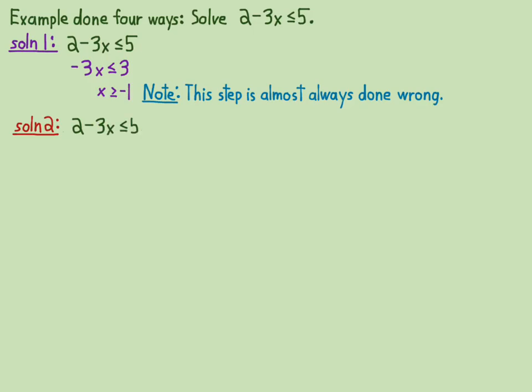Okay, solution 2. First step's the same, subtract 2 from both sides, right? Which I don't tend to write, but you can write if you want, that's fine. Now, instead of dividing by -3, what I'm going to do is I don't like this negative on the x. So I just make it positive. So how do you do that? Multiply by -1. So you multiply this by -1 and multiply this by -1 and change the direction of the sign at the same time.